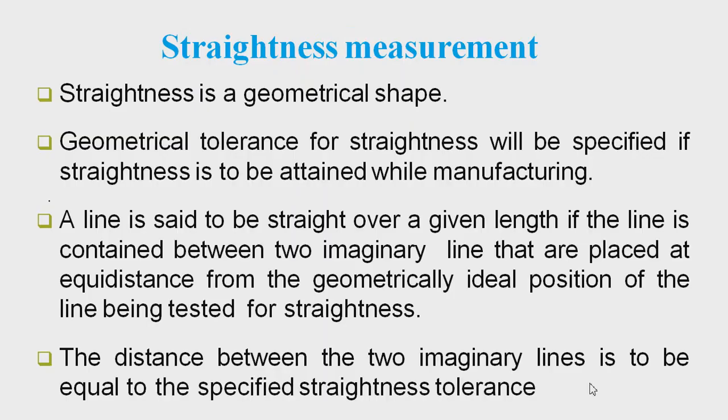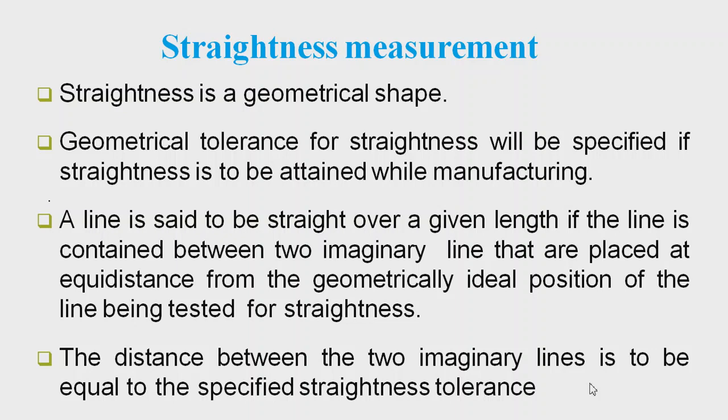Means measurement of straightness, measurement of roundness. Now, first of all, we should know what is straightness. Basically, straightness is a geometrical shape, and geometrical tolerances for straightness will be specified with straightness to be attained while manufacturing. Now, what is straight?